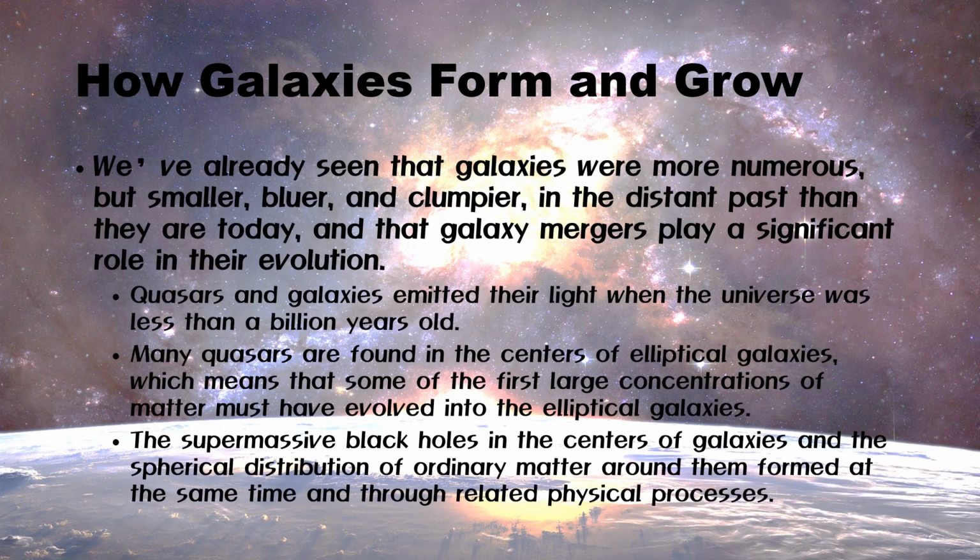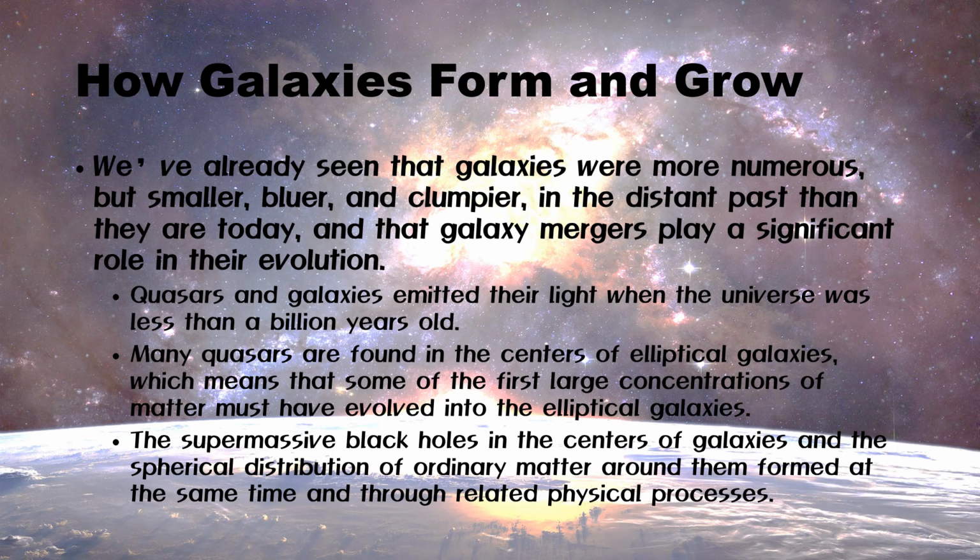We've already seen that galaxies were more numerous but smaller, bluer, and clumpier in the distant past than they are today, and that galaxy mergers play a very significant role in their evolution. Quasars and galaxies emitted light when the universe was less than 1 billion years old, and many quasars are found in the centers of elliptical galaxies, which means that some of the first large concentrations of matter must have evolved, therefore, into elliptical galaxies.